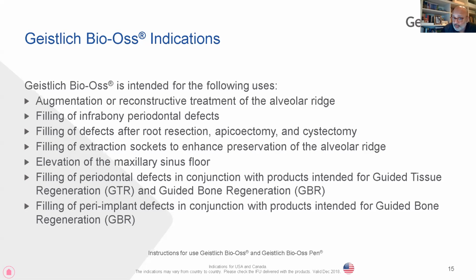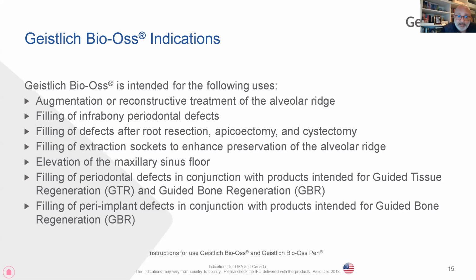They're also used for root resection, apicectomy, and cystectomy. Extraction sockets to enhance preservation of the alveolar ridge, elevation of the maxillary sinus floor. This is particularly important because evidence shows that this type of material is far more successful, particularly with sinus lifts, rather than using autogenous bone. Filling of periodontal defects and filling of peri-implant defects.